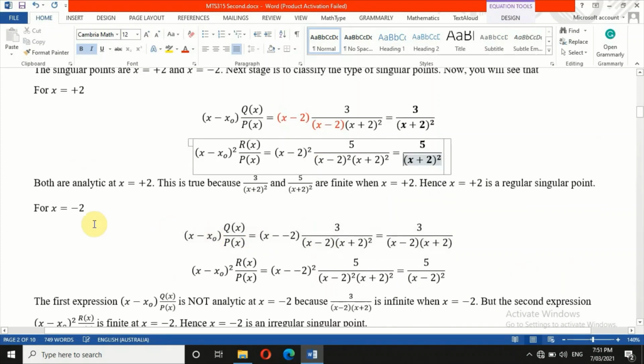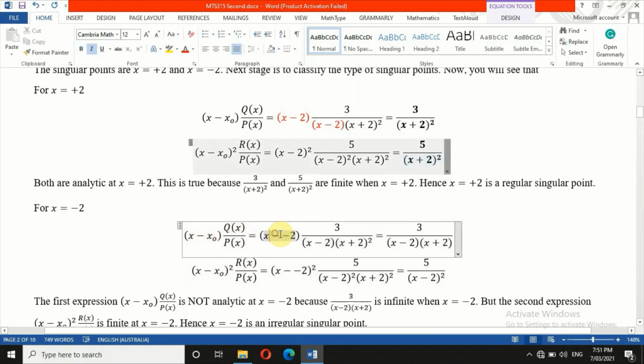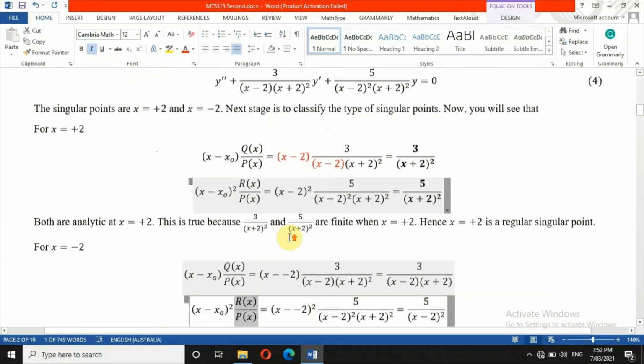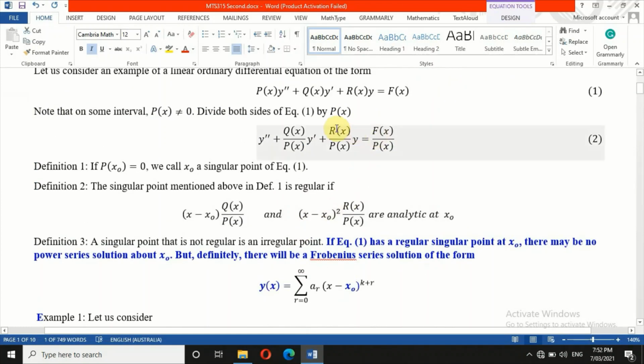Let's take a look at the second one again. When x is minus 2, we have x minus x naught. You know, my x naught is minus 2. So you have this, and look at this one. This one will give you 3 over x minus 2, x plus 2, because with x plus 2 here, we take care of one of these. Now, what about the second one again? X minus x naught squared. Don't forget, where do you get this r of x, p of x? They are the coefficients. Look at it, r of x is the coefficient of y.